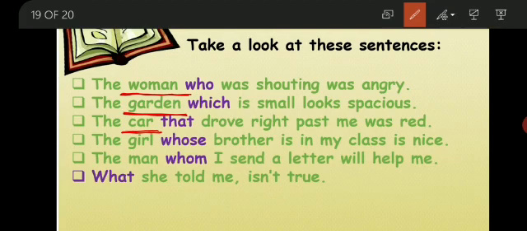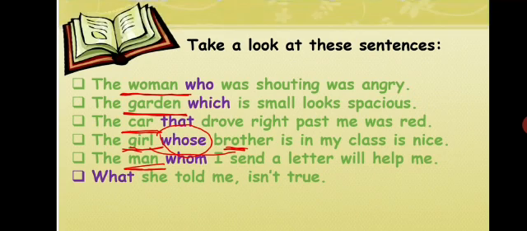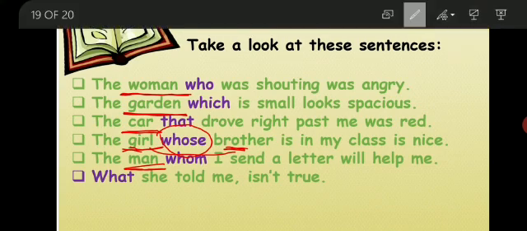The girl whose brother. Here we are showing possession of a girl and a link between two things or two persons, girl and brother. That is why we have used whose. The man whom I sent a letter will help me. Again, for persons, we also use whom. What she told me isn't true. So all these words written in purple are relative pronouns.